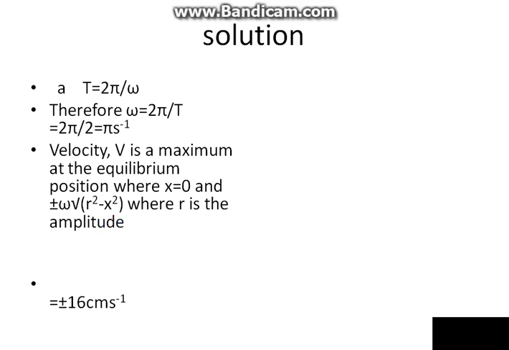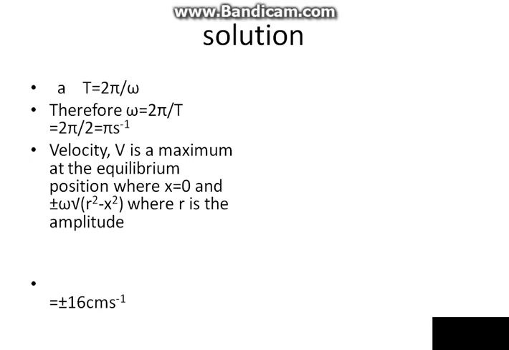Velocity v is a maximum at the equilibrium position where x is 0, and is ±ω√(r² − x²), where r is the amplitude. Therefore, ±ω√r², which is equal to ±π√25, which is equal to ±16 cm per second.